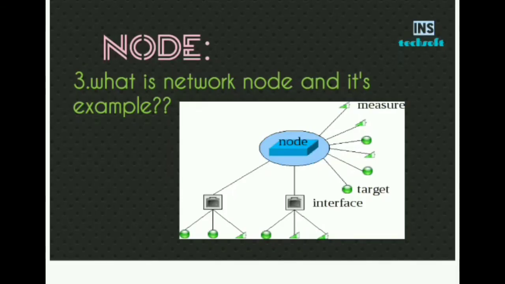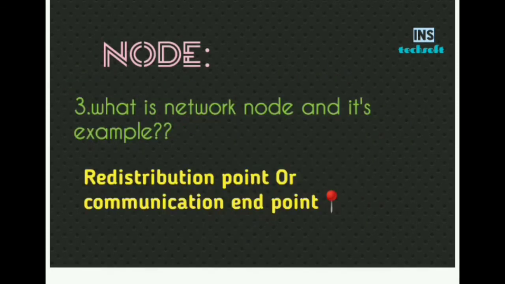Next, you can see what a node is in a network and its example, guys. Coming to the node in telecommunication networks, a node is either a redistribution point or a communication endpoint. Here a physical network node is an electronic device that is attached to a network and is capable of creating, receiving, or transmitting information over a communication channel.